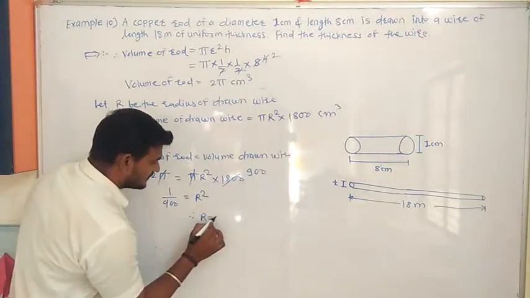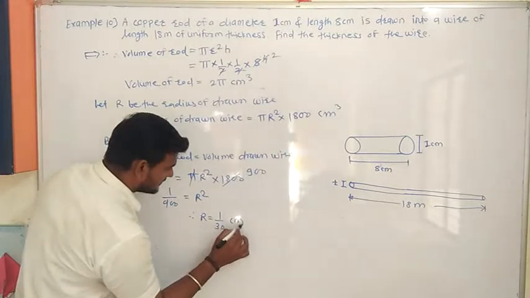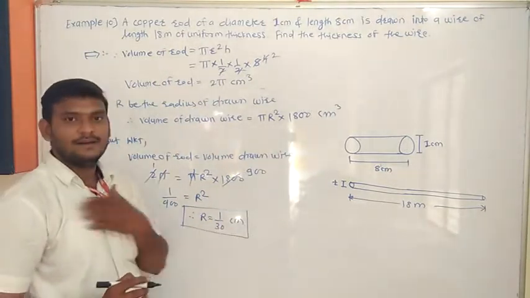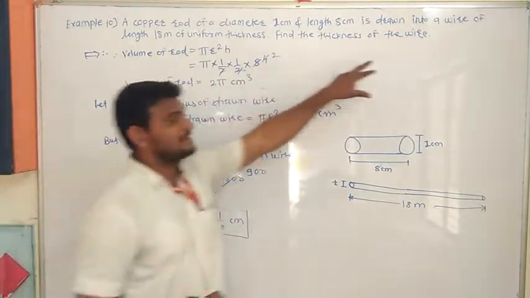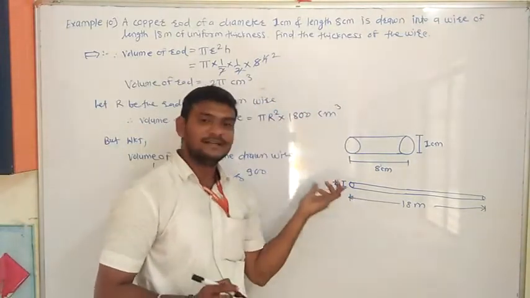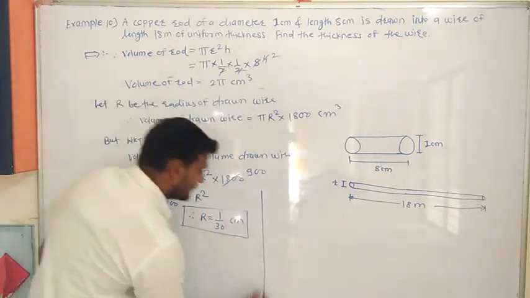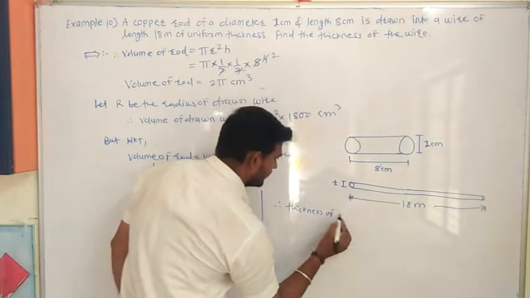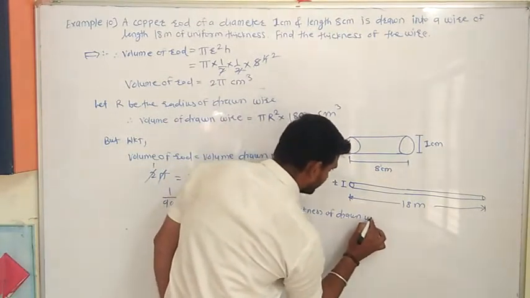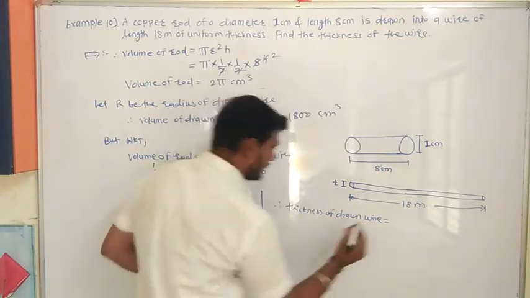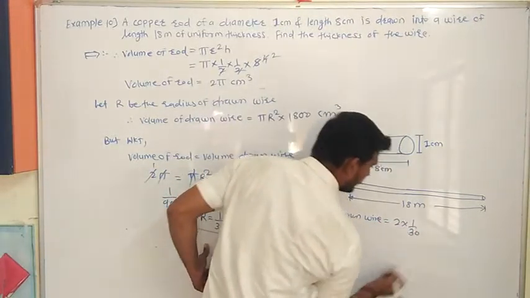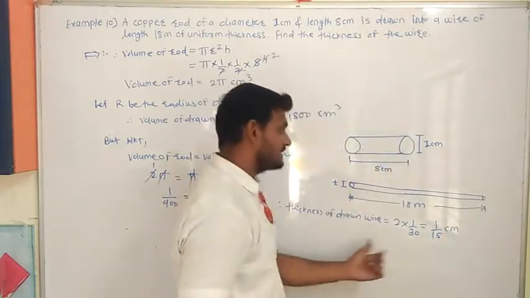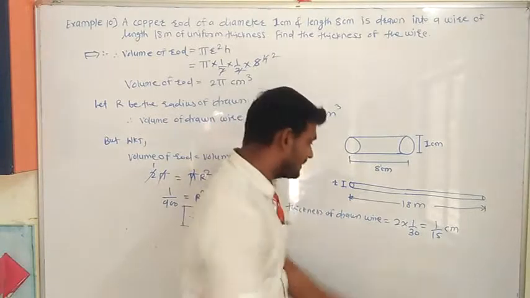Therefore, R is equal to, taking square root on both sides, 1 by 30 centimeter. We got the radius of the drawn wire. The radius of the drawn wire here is 1 by 30 centimeter. But we have to find the thickness of the wire. Thickness of the wire is the diameter of the wire. Therefore, thickness of drawn wire is equal to 2 into 1 by 30, which is equal to 1 by 15 centimeter. Therefore, thickness is 1 by 15 centimeter.